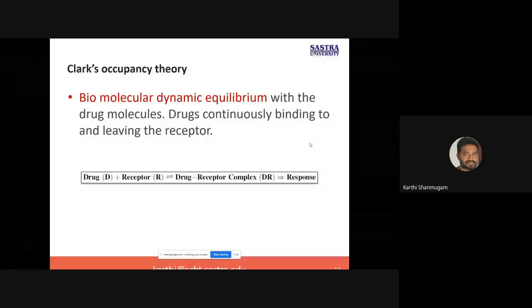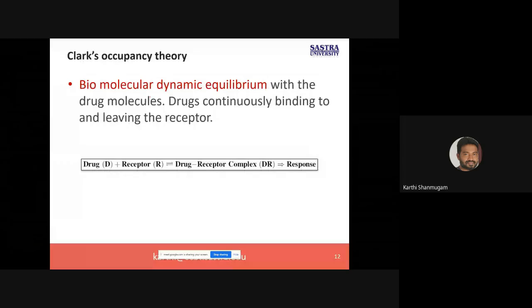Yes. So this reaction is a biomolecular dynamic equilibrium reaction. There exists a forward reaction and also a backward reaction, which means that this complex formation is not permanent, it's temporary. After some time, the drug molecule will be released from the complex, and the drug and the receptor molecule will dissociate back, right? So the reaction takes place in both directions. That is his first hypothesis, or first assumption: a biomolecular dynamic equilibrium.